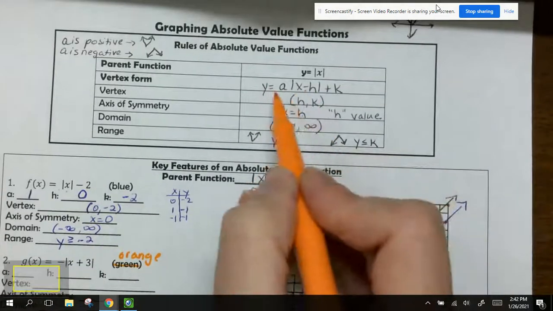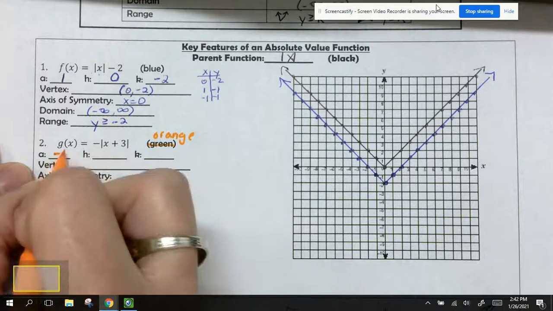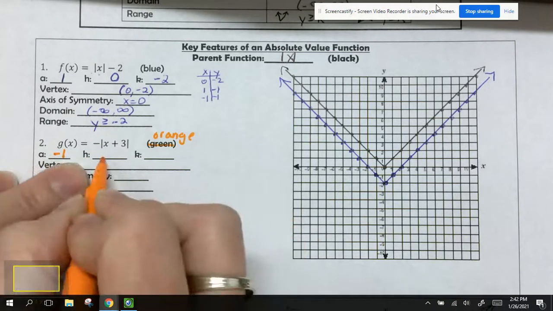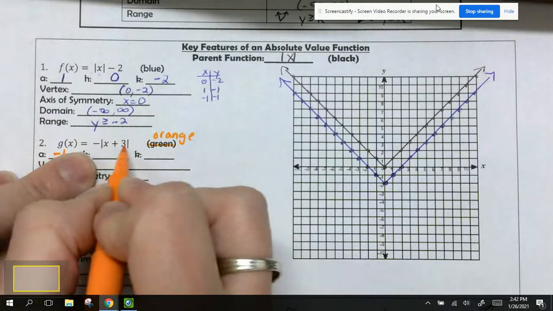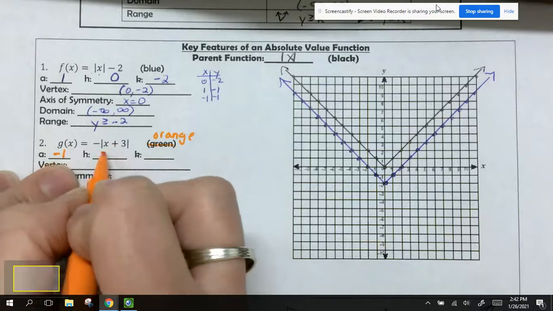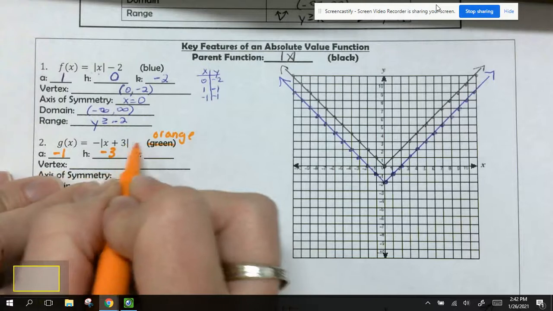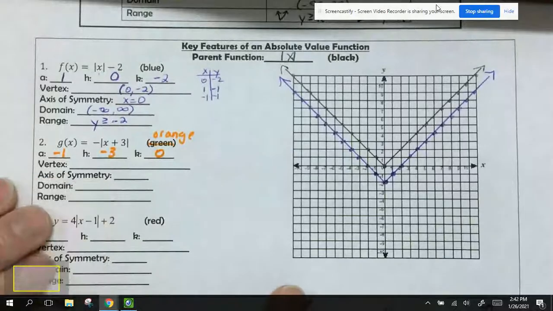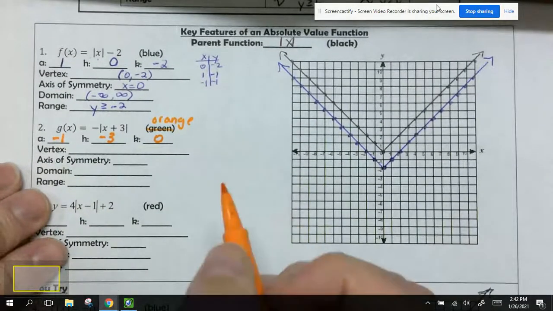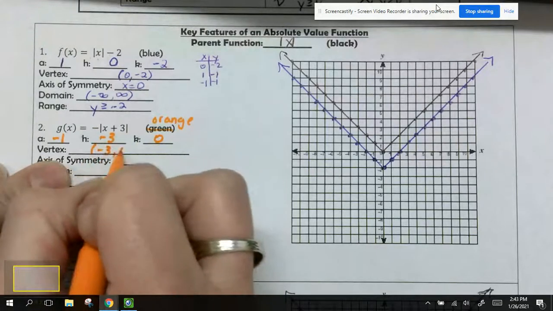Remember, here's your vertex form to look back at if you've forgotten. So the A is the number in front of the absolute value. So A is negative 1, since there's a negative there. H is the number that's inside, but remember it's x minus h. So since this is plus, that's going to make this negative 3. And then K, there's not anything out here on the end, so my K is going to be 0. Okay? Now my vertex is at (h, k), so that's negative 3, 0.